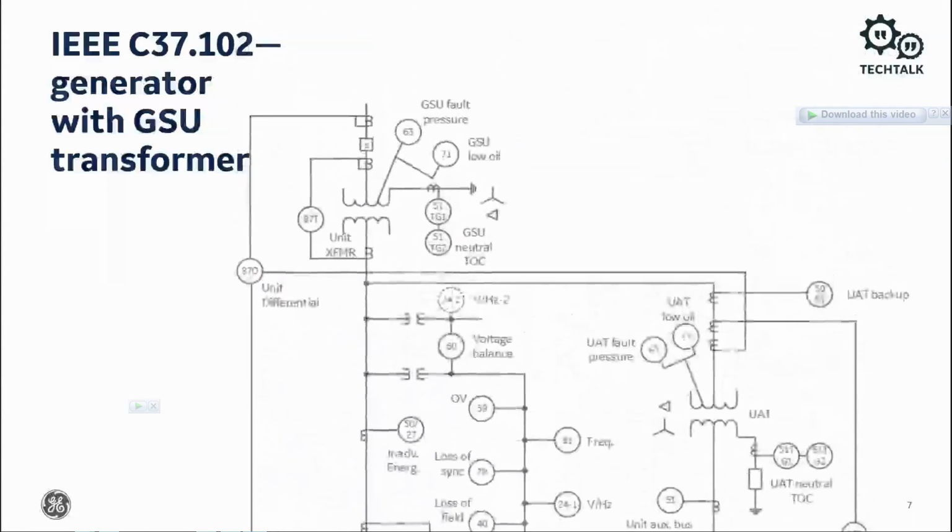The 87T is a unit transformer with protection by close-in opposing CTs. The transformers have low oil 71 and sudden pressure 63 through a Buchholz valve. The 87O is an overall differential.